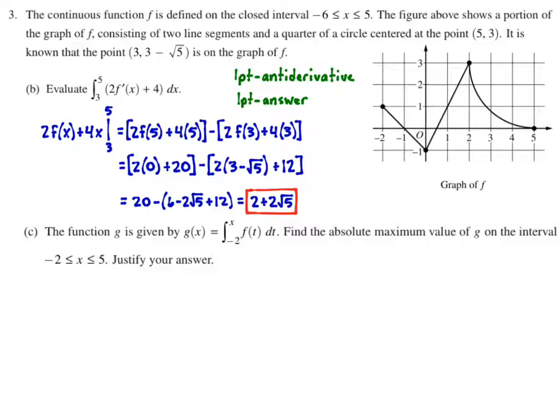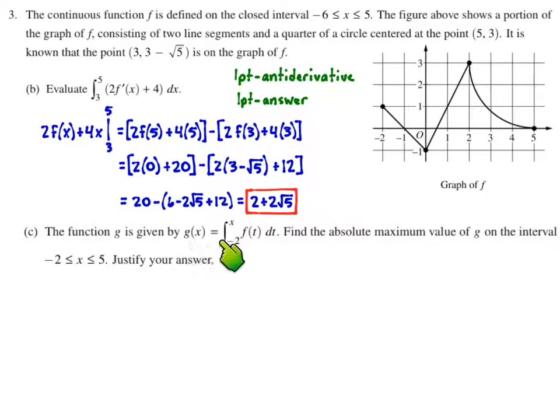For part C, it says the function g is given by g of x equals the integral from -2 to x of f of t dt. Find the absolute maximum of g on the interval -2 to 5. So how do I find a maximum again? Well, I've got to find the critical points. So I need to take the derivative of g, because I'm looking for the maximum of g.